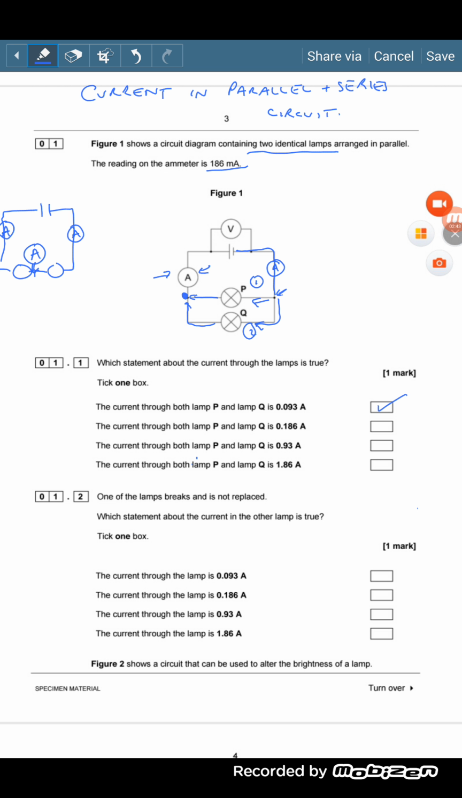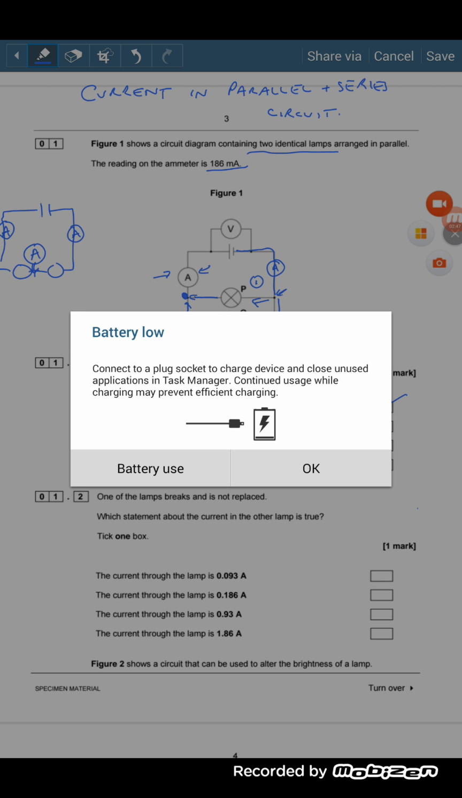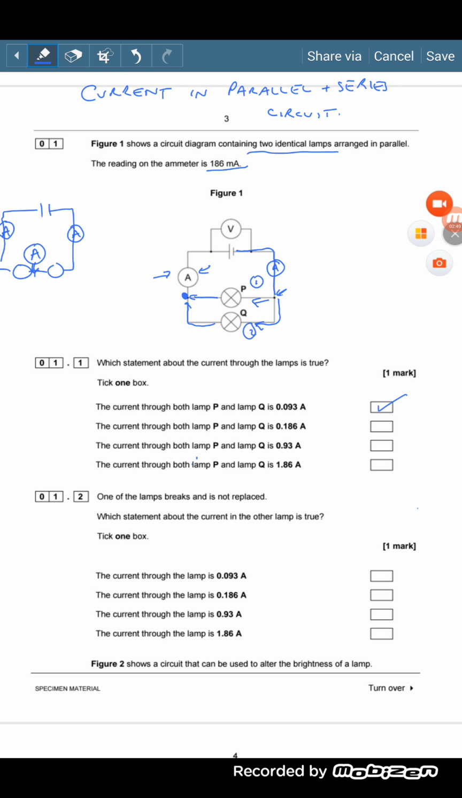So the second question here is, one of the lamps breaks and is not replaced. Which statement about the current in the other lamp is true? Well, now, let's say that this is the one that's broken. We actually have all the current going through P. And we know that the whole current is 186, and so the answer here is 186 milliamps.